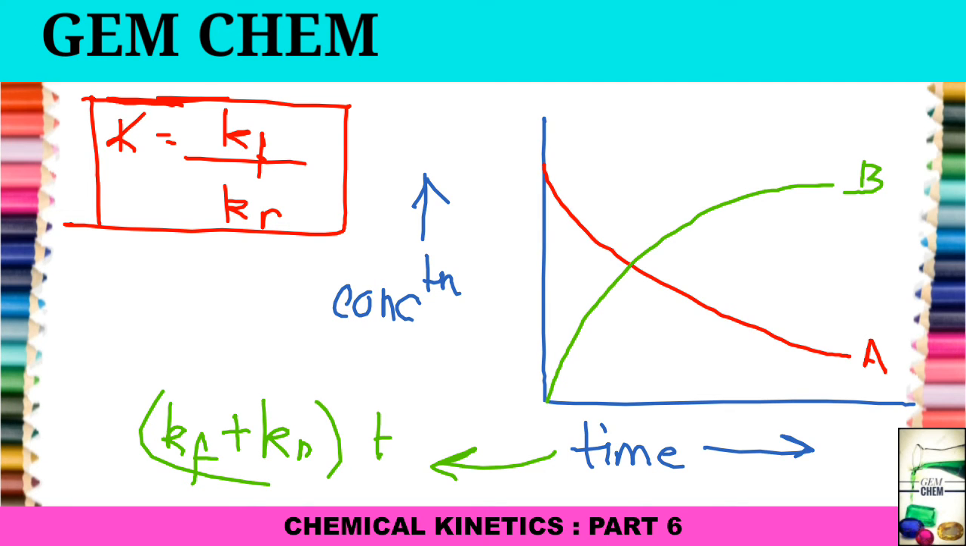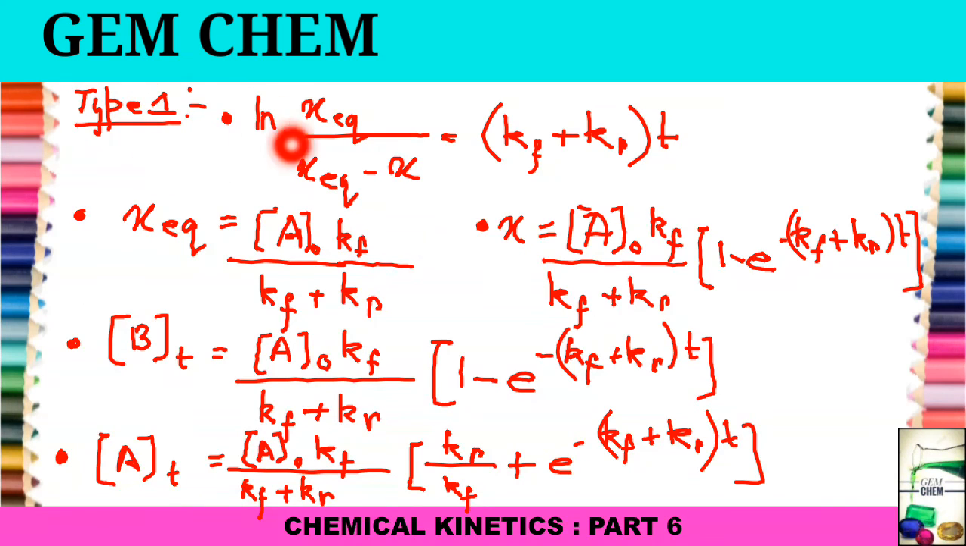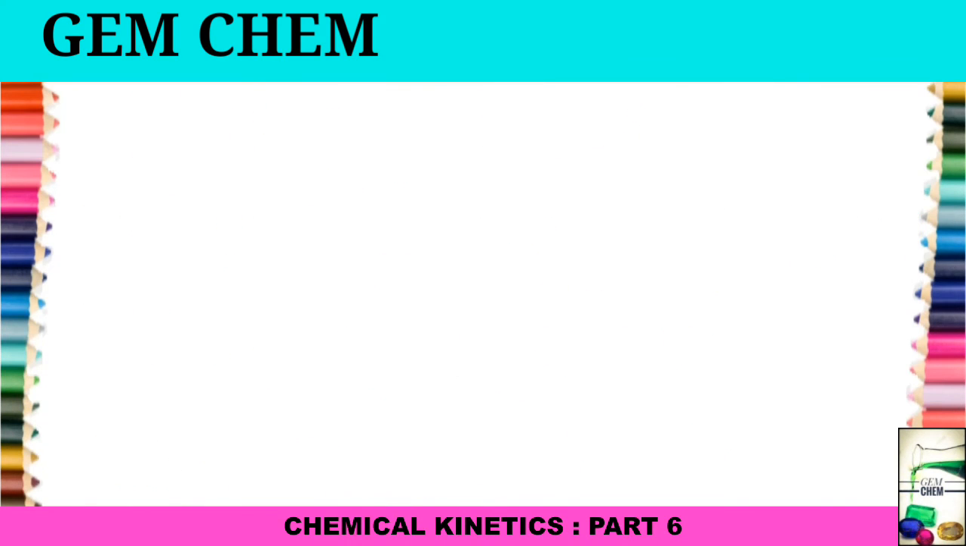This is the coordinate. Suppose it is given like this, that is Kf by Kr is equal to 2. What does it mean? It means that concentration of B should be twice of A. Remember this. This is the pattern to understand the concentration. So this was type 1. Already derived these equations for type 1. Right. So for type 2 reaction.